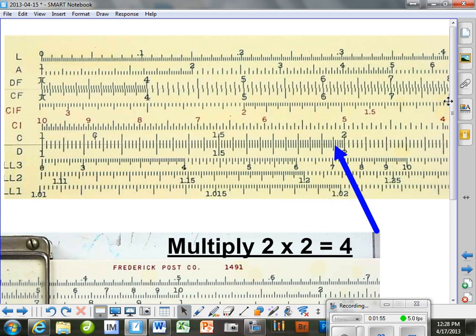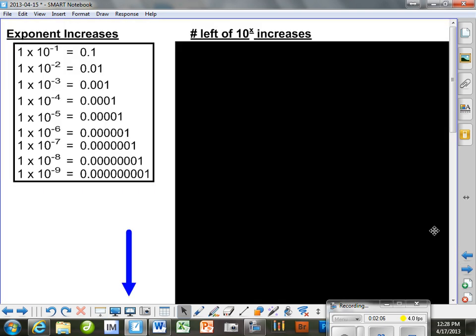Now, if I look at some actual log tables, which I'm going to do a little bit later, you will see how that progresses. But I wanted you to get comfortable with this first. Watch what's going on as I go from 10 to the minus 1. Notice what I'm doing. I'm adding zeros. That is why the larger this negative number is, the smaller the real number is, because I keep adding zeros to the left of the 1.